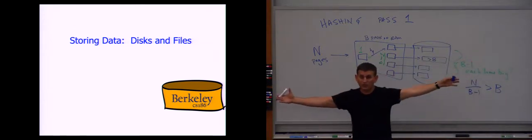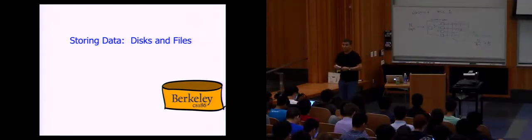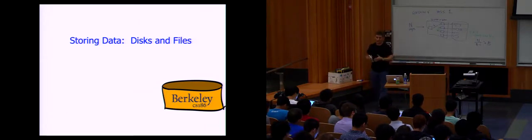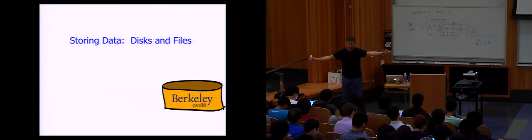Maybe the input was just really big. So both those could happen. It could happen that just one partition is big because of skew, or it could happen that all the partitions are big because you just had a lot of data. Okay, but it's divide and conquer.